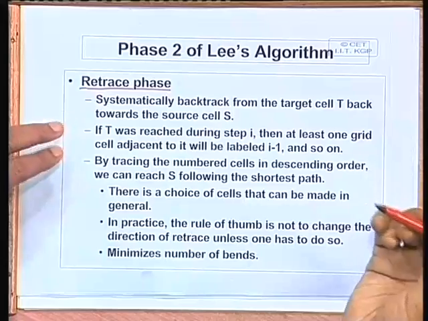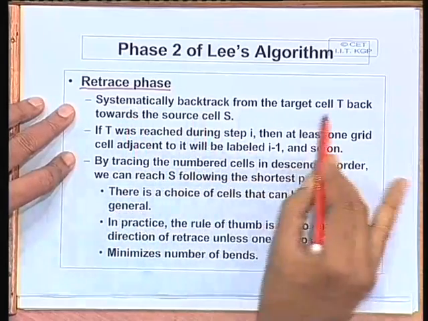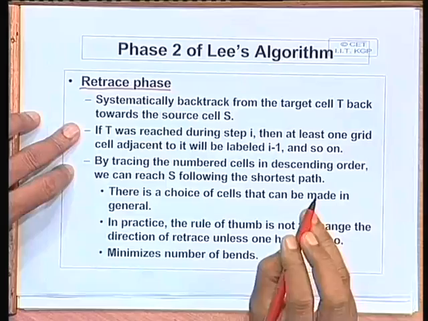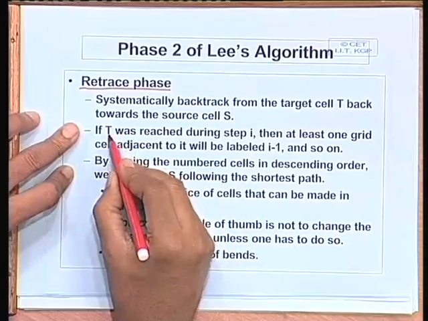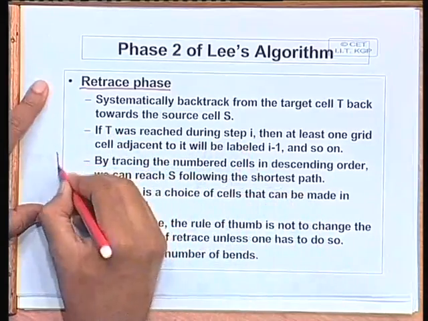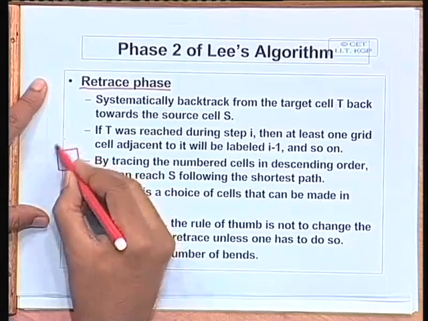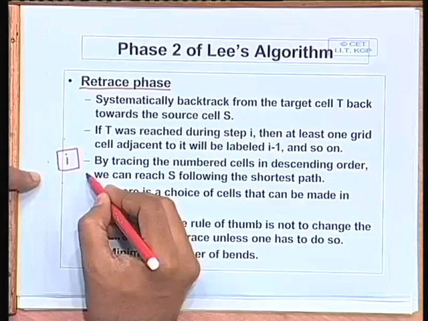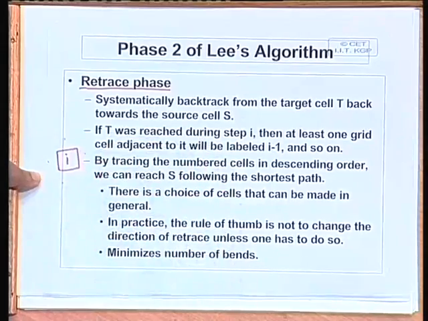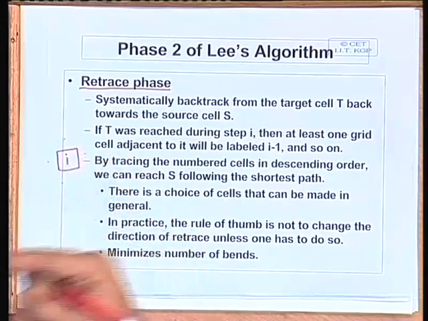The retrace phase for Lee's algorithm is very simple. You systematically backtrack from T back towards S. The idea is that if the target cell T was reached during step I, what does that mean? That the target cell T was labeled with some number I. Some of the neighboring cells must have been labeled with I minus 1. So, you select one of the neighboring cells which are labeled I minus 1. Similarly, from I minus 1 you select one of its neighboring cells which was labeled I minus 2, and so on. Finally, you will reach some cell labeled 1, which is adjacent to S. You have reached S.